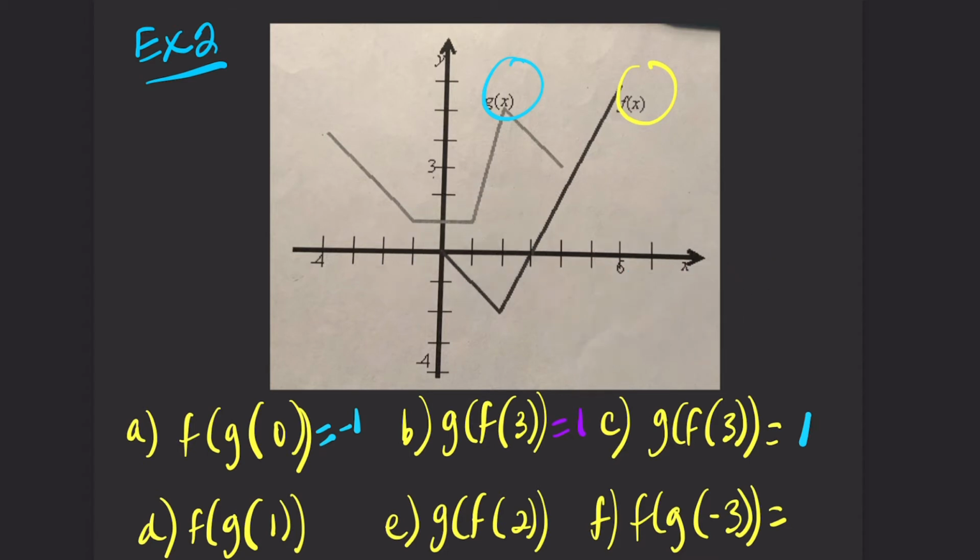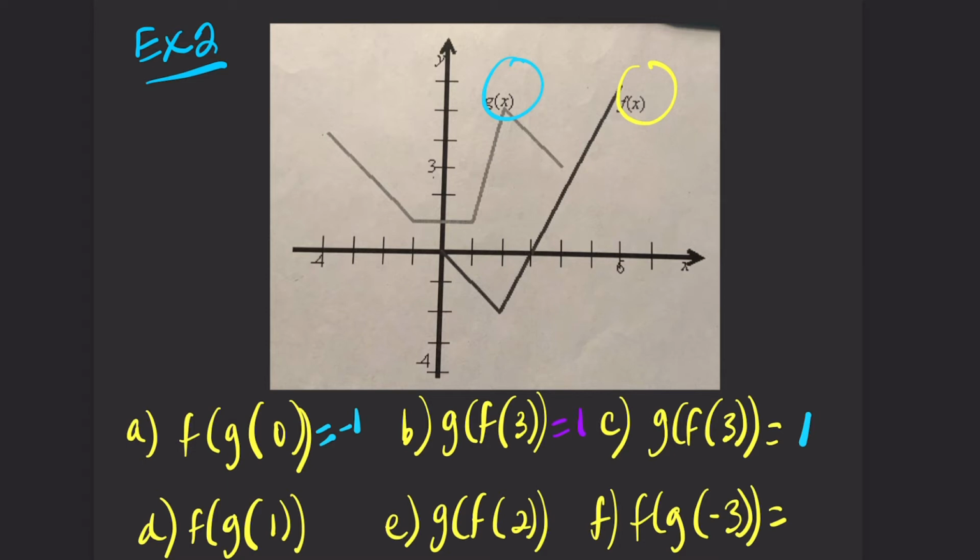I need you to pause the video. I want you to try D, E, and F on your own, and then unpause the video once you have them. Okay, so hopefully you've actually paused the video and you tried them. Let's go ahead and see if you are correct.